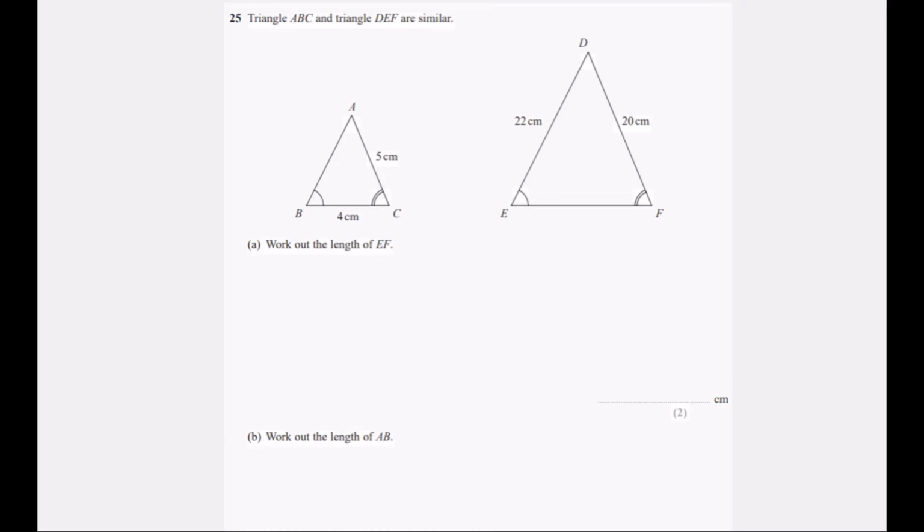Question 25. ABC and DEF are similar triangles. That means one is an enlargement of the other one. They're the same shape, just one's bigger. So that means there's a scale factor. We can see that we know this 5 and this 20. That's the same side of the triangle. So we can work out the scale factor. What do we have to do to 5 to get to 20? We times by 4. So the scale factor is 4. It's 4 times as big.